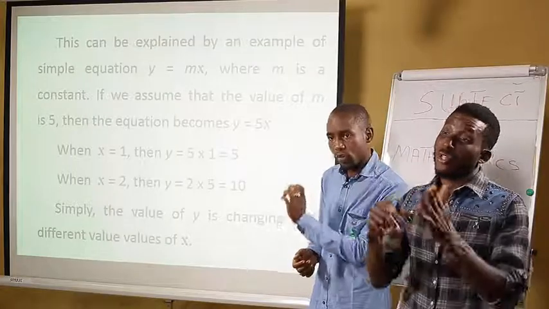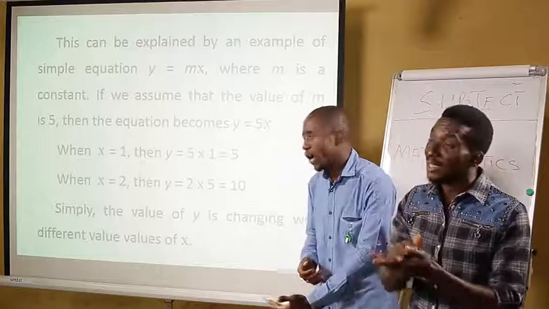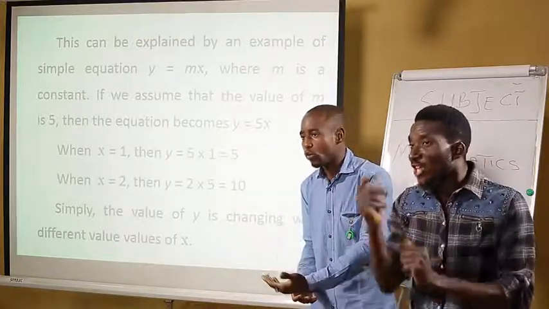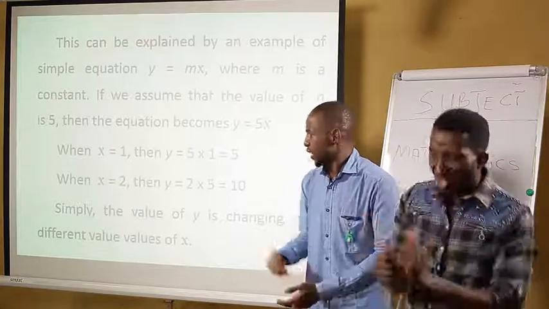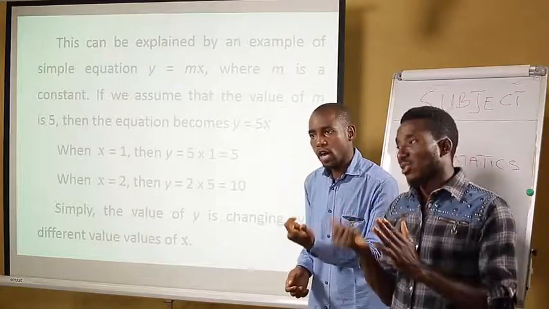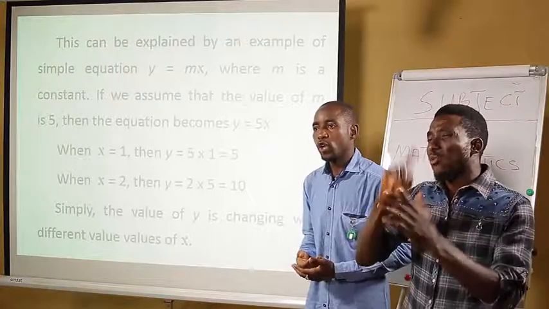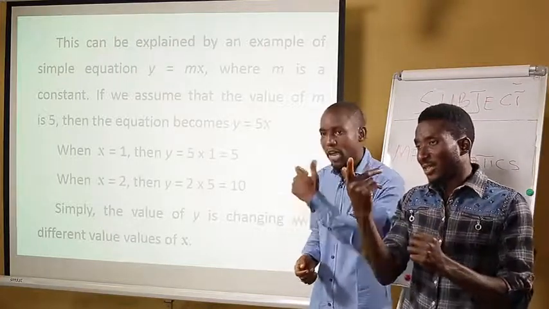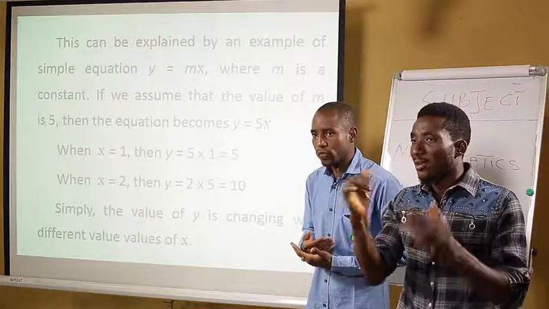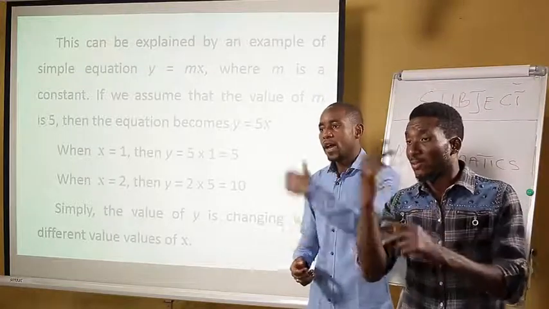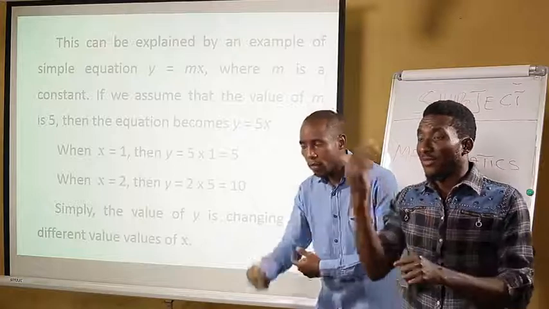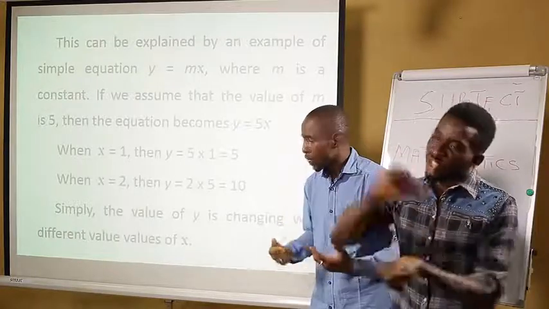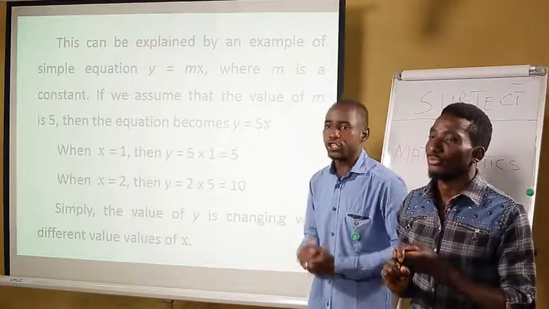What this simple equation is saying, as the value of x changes, likewise the value of y will also change. Let's take another one. What about if the value of x is 3? Then the equation will be y equals 5 times 3, and this will give us 15. Therefore, in general, as the value of x keeps on changing, likewise the value of y will also change.